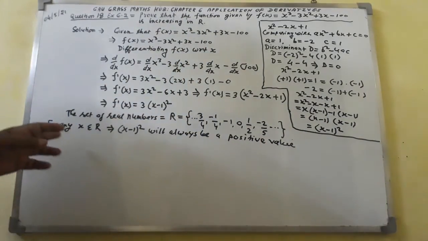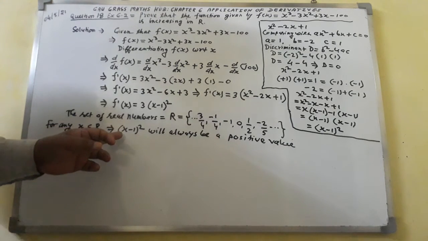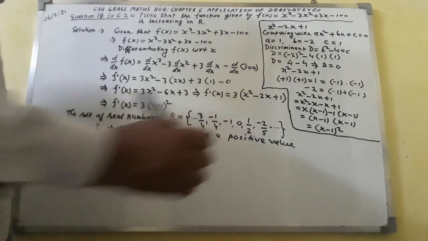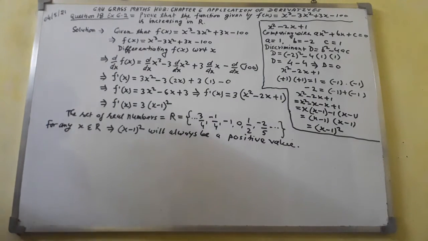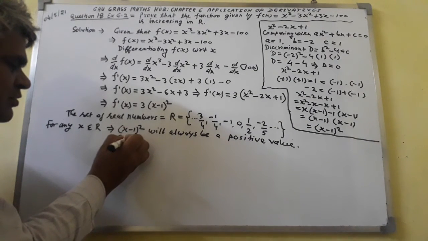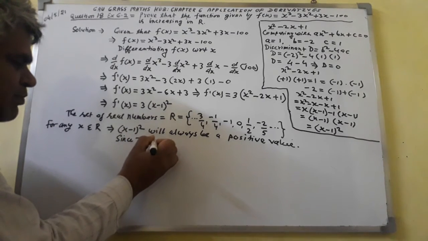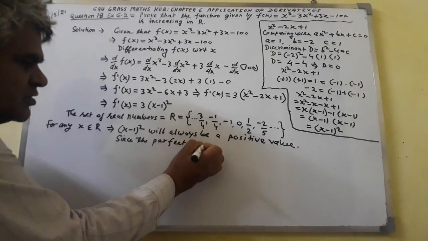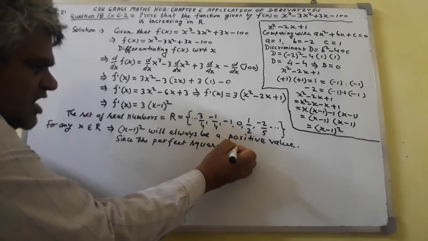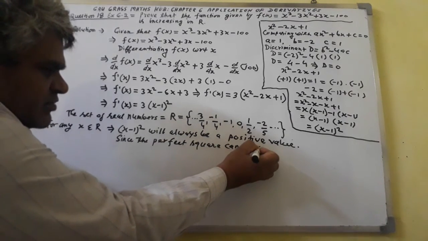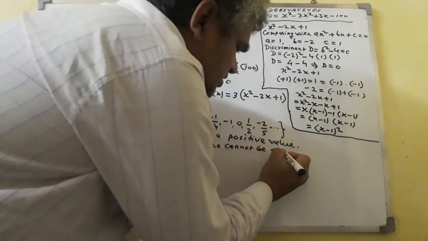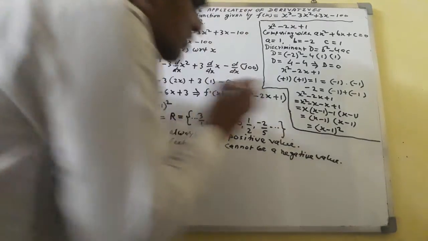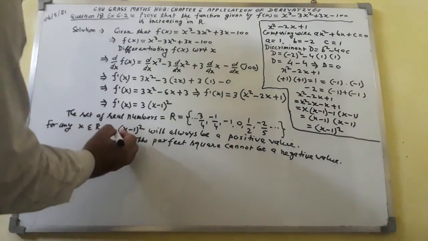This thing I can write. For any x belong to set of real number, implied that x minus 1 whole square will always be a positive value, since the perfect square can't be a negative value. Negative value. This thing can be written in bracket.